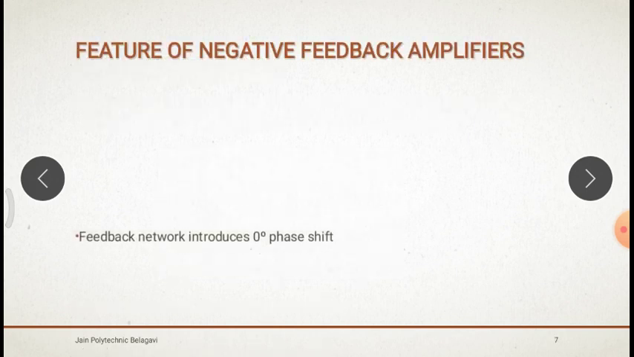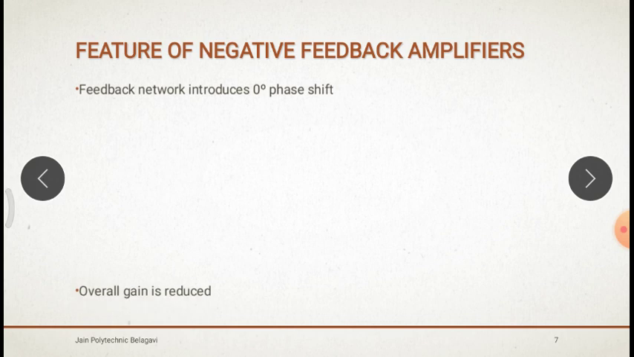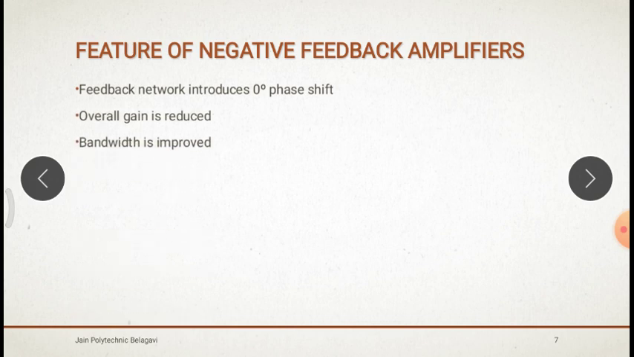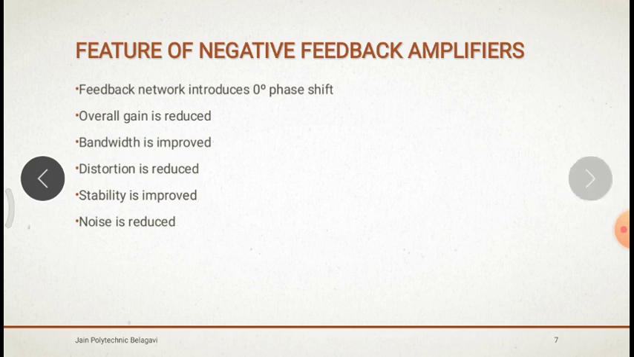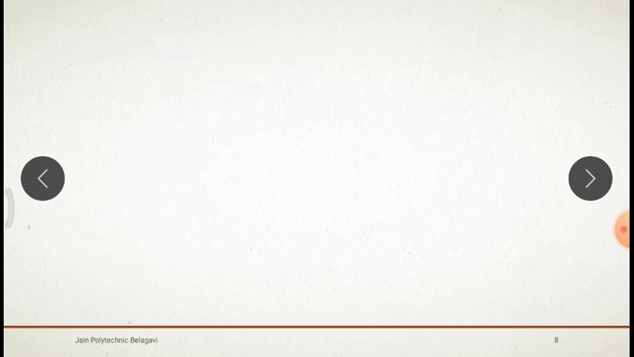What are the features? The feedback network introduces a 0 degree phase shift, overall gain is reduced a little bit here, but bandwidth is improved, distortion is reduced, stability is improved here, noise is reduced. Negative feedback we are using in the amplifiers, positive feedback we are using in the oscillators.